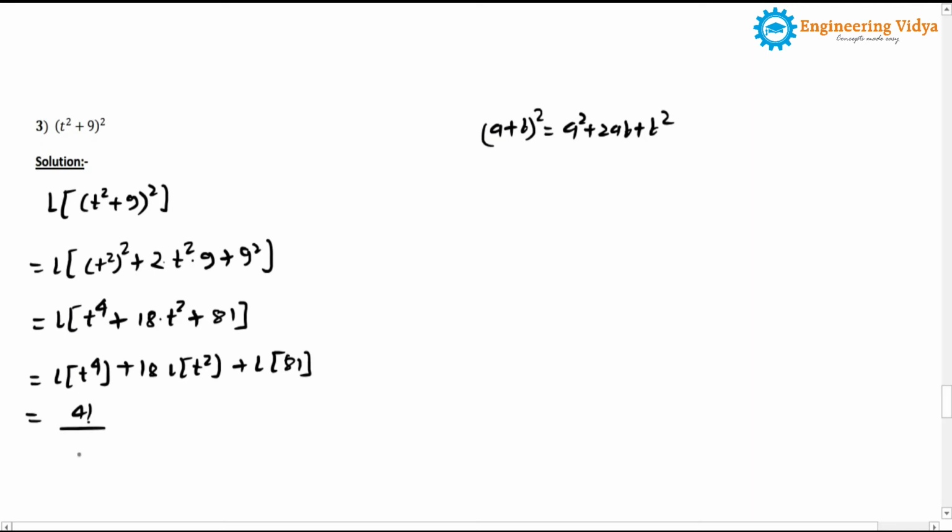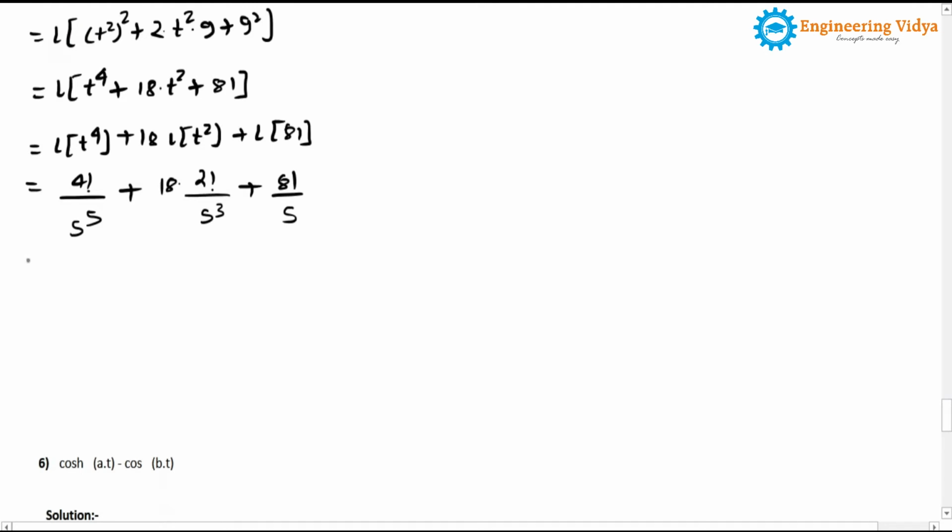4 factorial upon s raised to 5 plus 18 into 2 factorial upon s raised to 3, and here it will be 81 upon s, right? I hope you understood the things. And the factorial of 4 will be nothing but equal to, that we can calculate, 4 into 3 into 2 into 1, 4 3 are 12, 2 are 24. So 24 upon s raised to 5, right? 2 factorial is nothing but 2, 2 18 is 36, upon s raised to 3, and here it will be nothing but equal to 81 upon s. So this is the final answer of problem number 3 also.